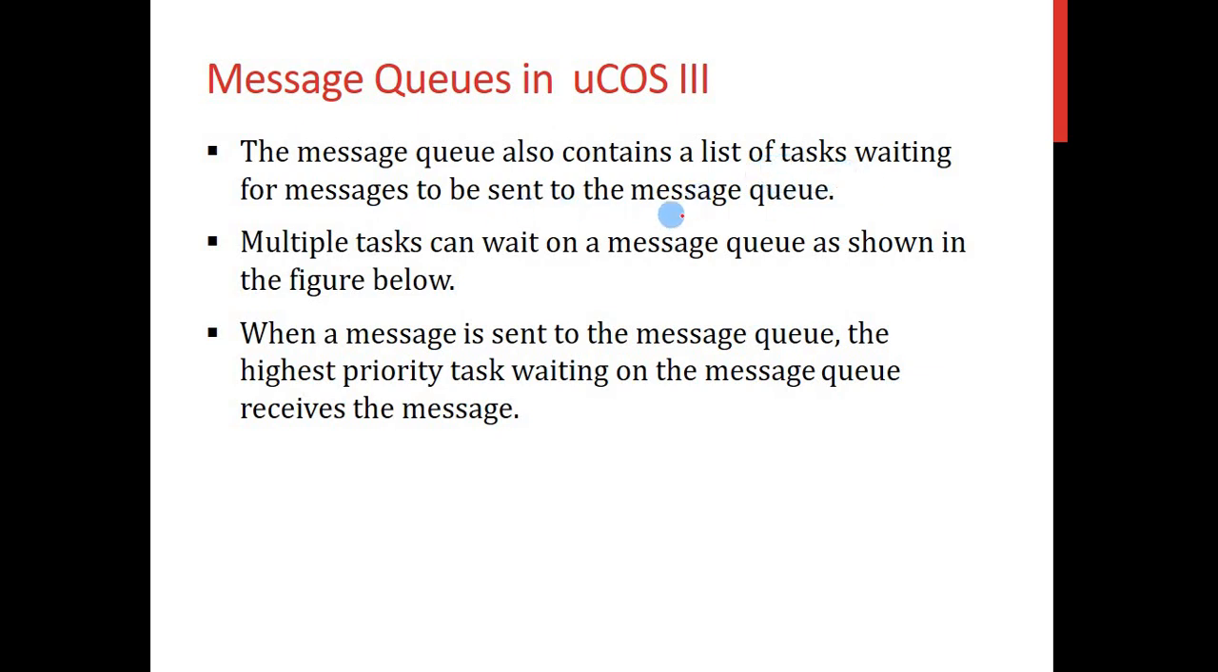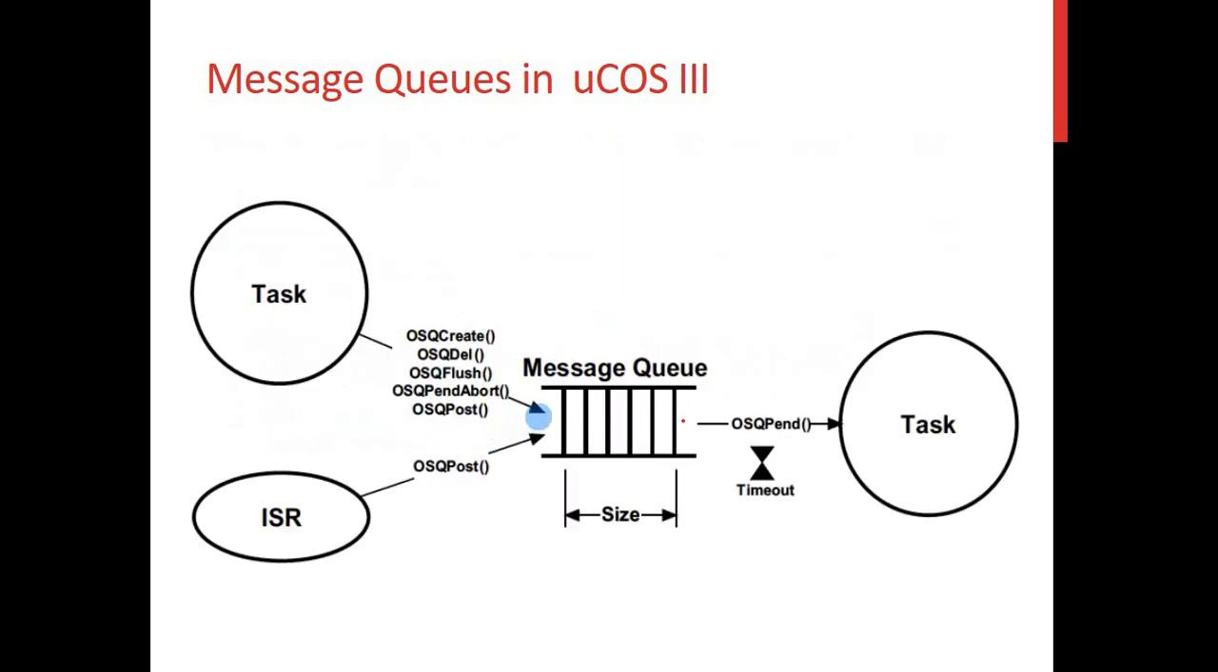In the message queue, you also have a list of tasks waiting for messages to be sent to the message queue. So multiple tasks can wait on a message queue. And when a message is sent to the message queue, the highest priority task waiting on the message queue will receive the message.